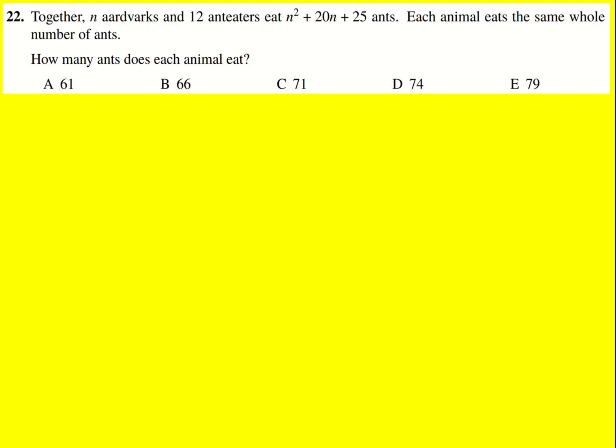Together, n aardvarks and 12 anteaters eat n squared plus 20n plus 25 ants, and each animal eats the same whole number of ants. So that means we can write down how much they each eat because it's going to be the total number of ants eaten divided by the total number of animals.